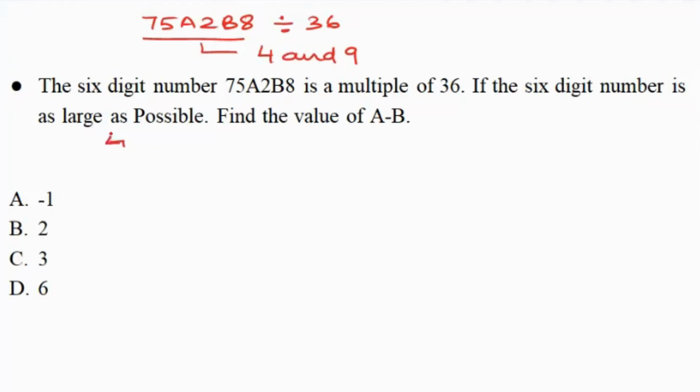So let's see what the rule for 4 is. What is the rule for a number to be divisible by 4? It depends on the last 2 digits. The last 2 digits should be divisible by 4.